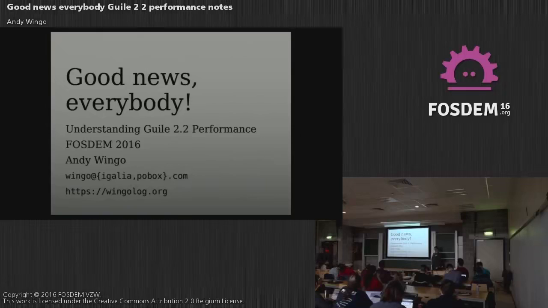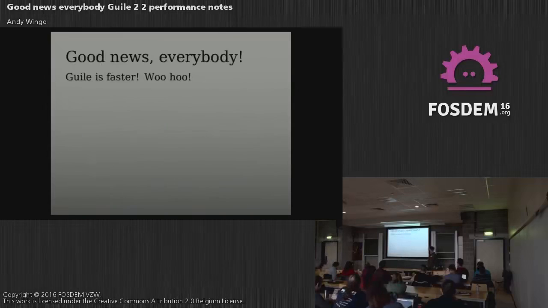My name's Andy Wingo, and I co-maintain Guile along with Ludovic, and I've been doing most of the work on the upcoming Guile 2.2, which is a new compiler, new virtual machine. So yeah, the good news is that Guile is faster across the board, and your programs are going to run faster when you don't even have to think about it, right? So that's the great news.